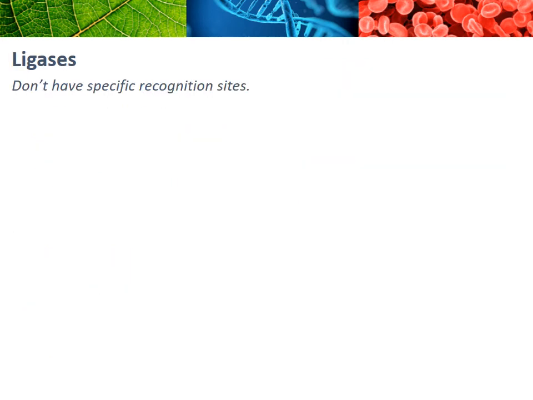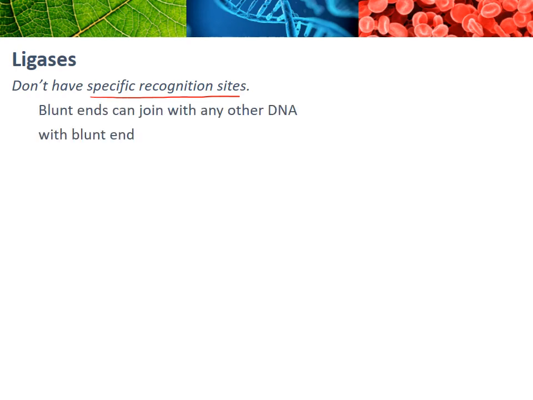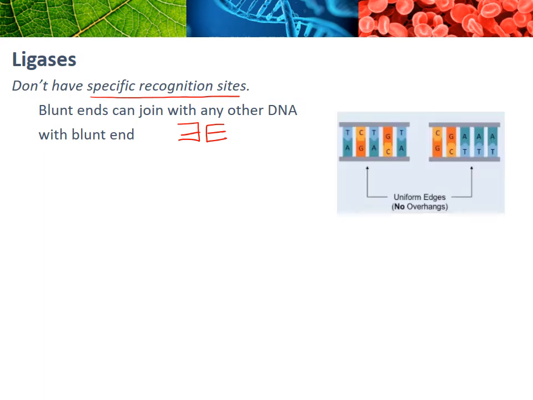A couple of important things about ligases. So firstly, they don't have specific recognition sites. So we don't need a different type of ligase for every different sequence of DNA that we have. The important thing is that if we have DNA that was cut with blunt ends, remember that's that straight cut, it can only be joined with another piece of DNA that has blunt ends. It's kind of like a puzzle. If this was cut here, it's not going to fit up neatly with this side here. Okay, so blunt ends can only join with blunt ends.